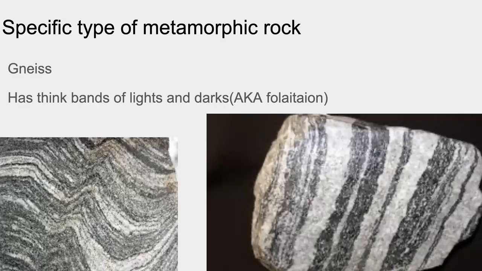So, the specific type of metamorphic rock that I chose was called gneiss. It has bands of darks and lights. Like we talked about with foliation, the colors are very different. It's not different shades of the same color, and that's important to differentiate between the rocks. These rocks will have different colors, and it'll be very obvious.